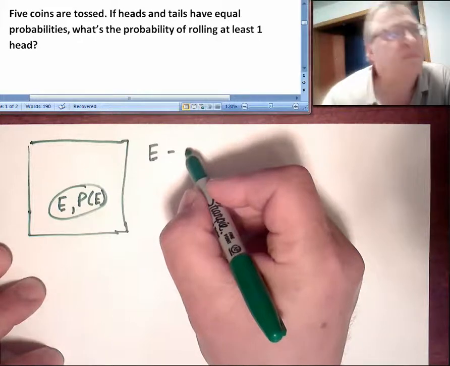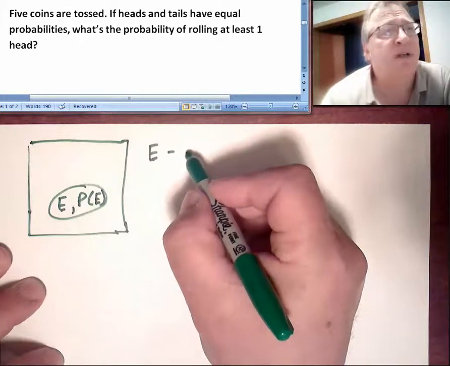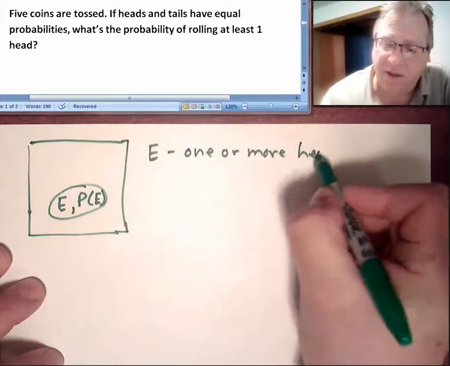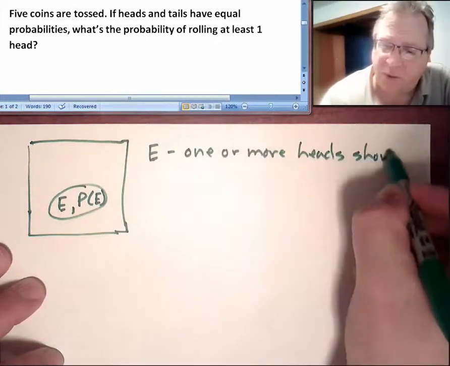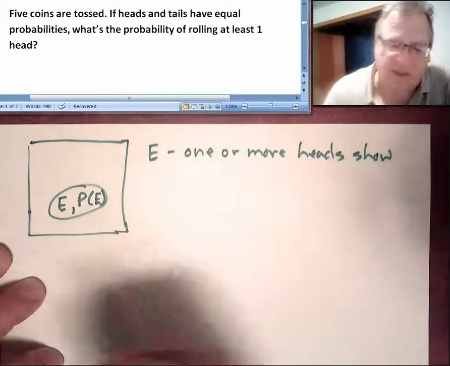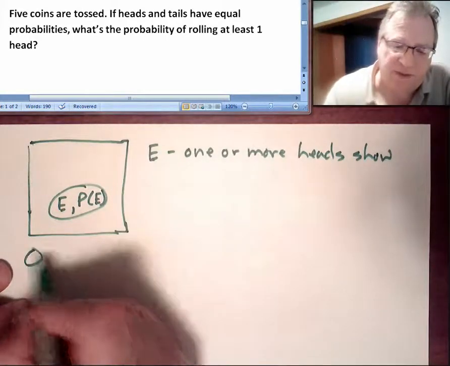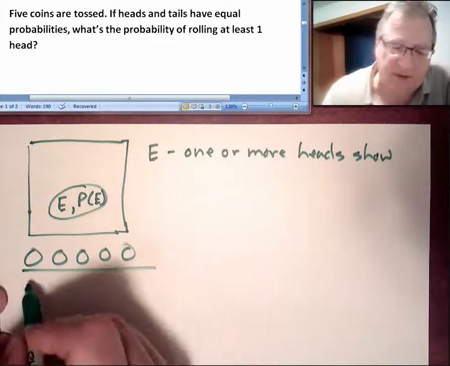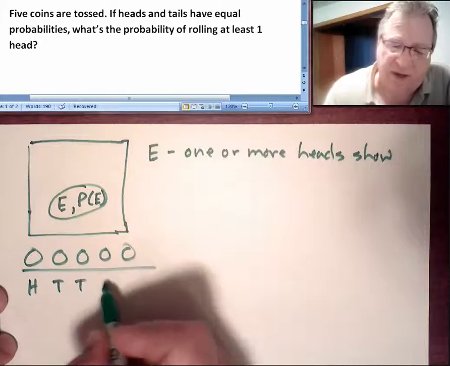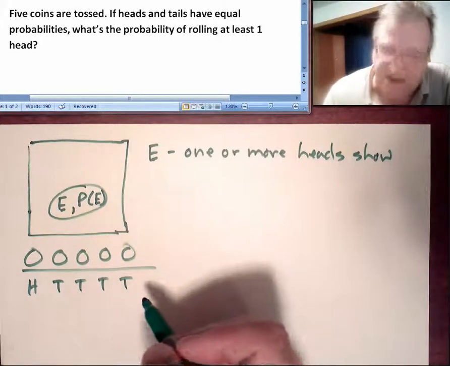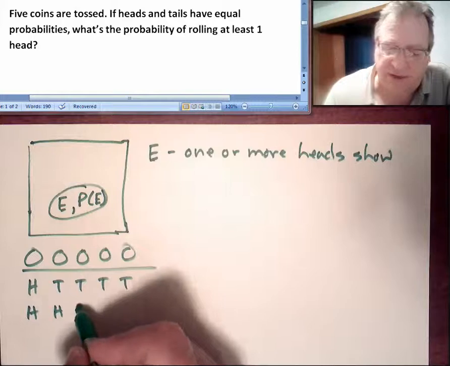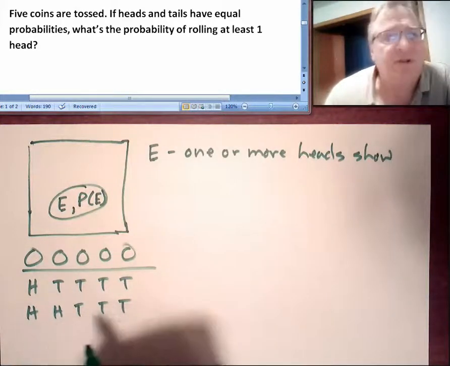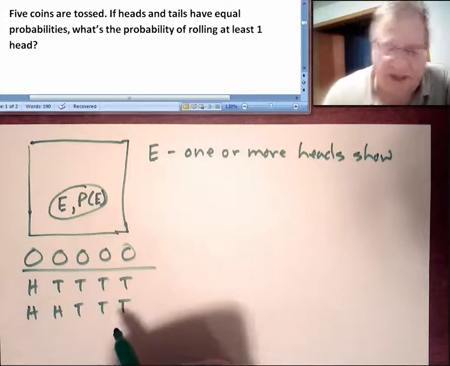And we're going to say event E is, let's see, 5 coins are tossed and 1 or more heads show. So how many ways can this happen? Event E. We have 5 coins. We throw those coins out there. Well, let's see. We need 1 or more heads. So what if we had 4 tails and a head? That counts. 2 heads and 3 tails. That counts. Turns out there's a whole bunch of ways that we can get at least 1 head.